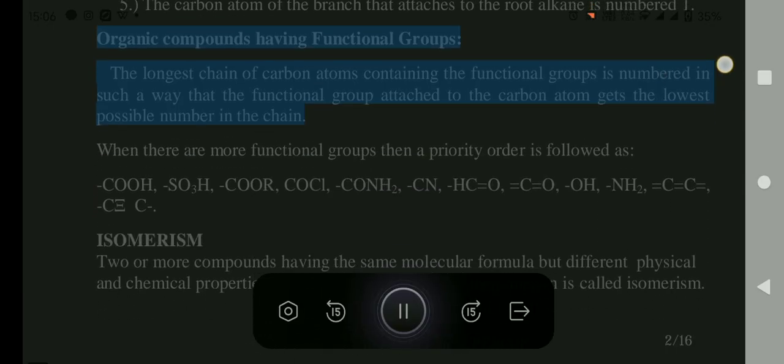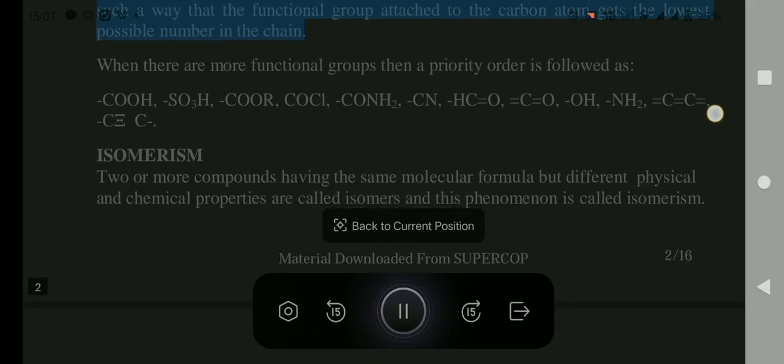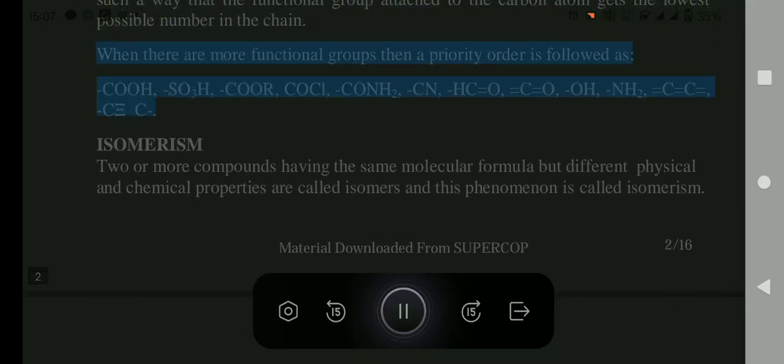Organic compounds having functional groups. The longest chain of carbon atoms containing the functional group is numbered in such a way that the functional group attached to the carbon atom gets the lowest possible number in the chain. When there are more functional groups, then a priority order is followed: COOH, SO3H, COOR, COCl, CONH2, CN, HC=O, C=O, OH, NH2, C=C, C≡C.